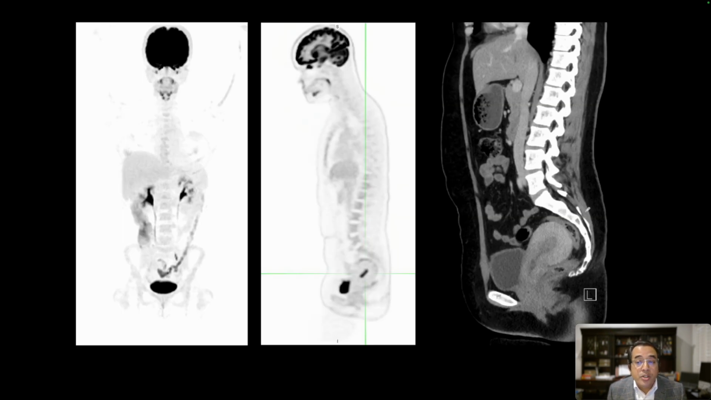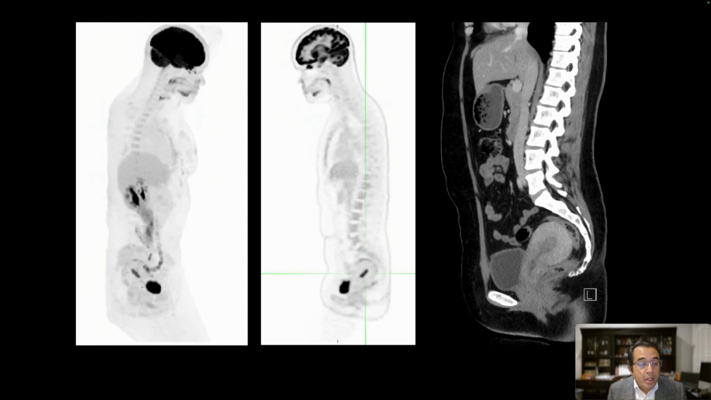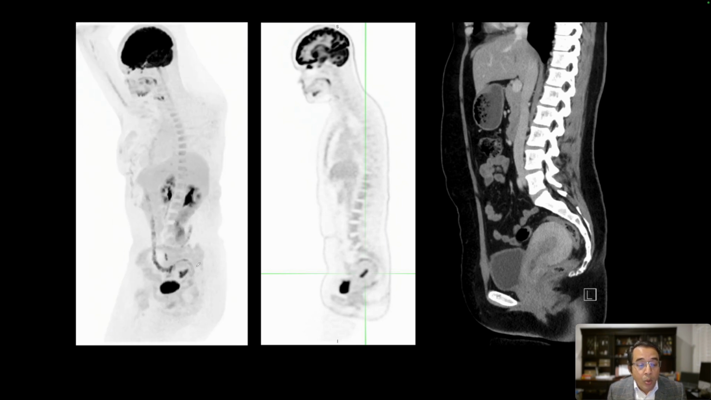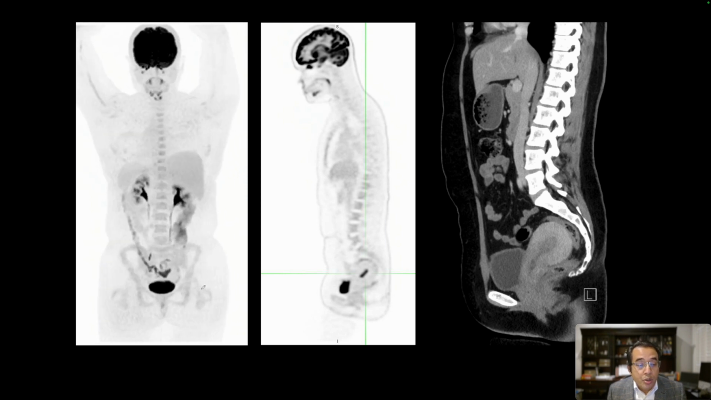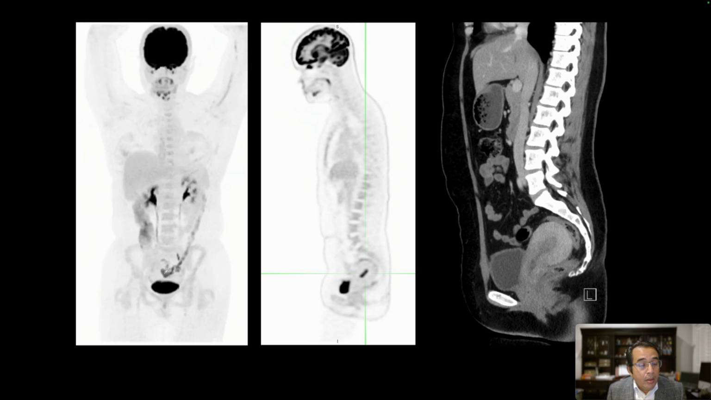Our next patient is a companion case. This is a young female who also underwent a FDG PET-CT study, and on the rotating image we see a focus of mild FDG uptake in the pelvis corresponding to the endometrium. And so here we see that the shape of the uterine cavity is highlighted by this endometrial uptake.